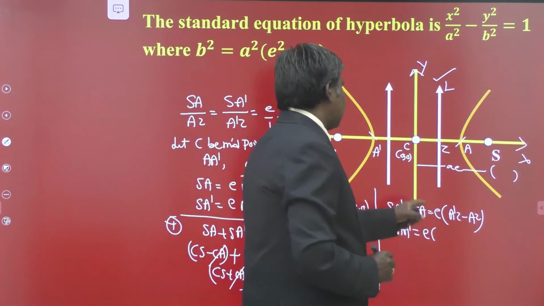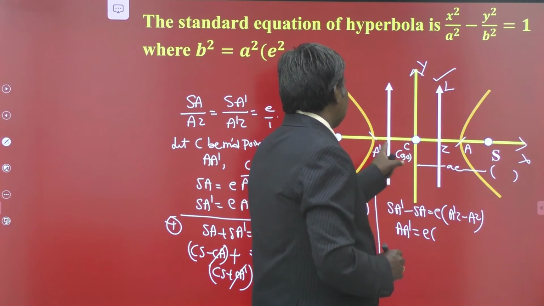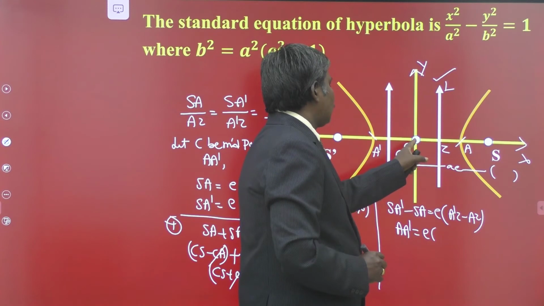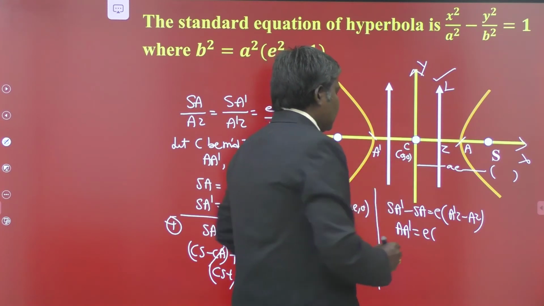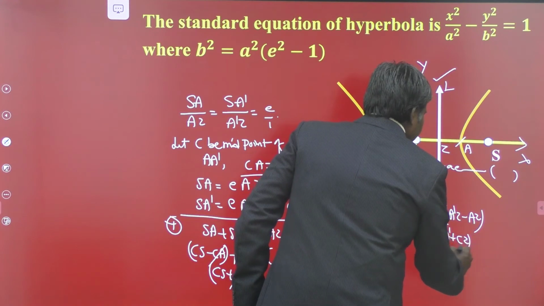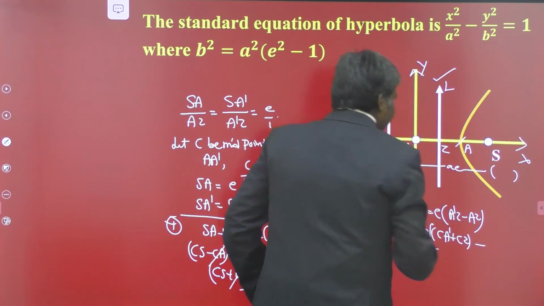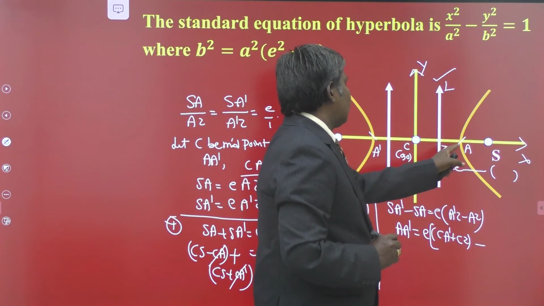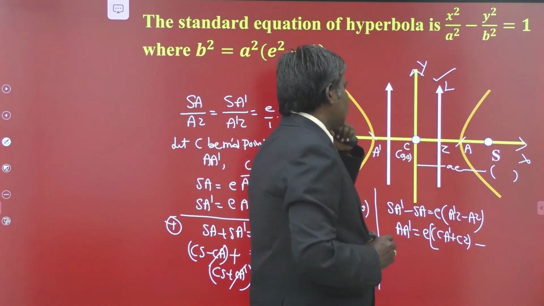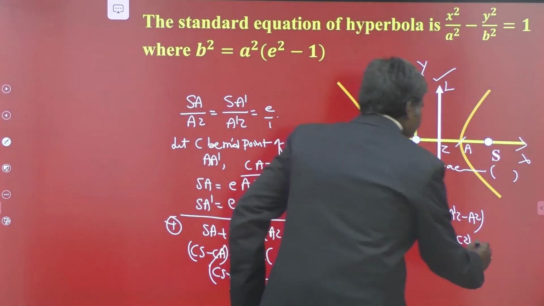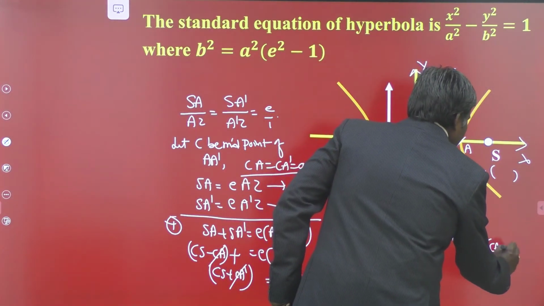Where is A dash Z? This is A dash, this is Z. A dash Z, in terms of C, you have to write CA dash plus CZ, minus of AZ. Where is AZ? This is AZ, the distance from A to Z. We have to write in terms of C: CA minus CZ.